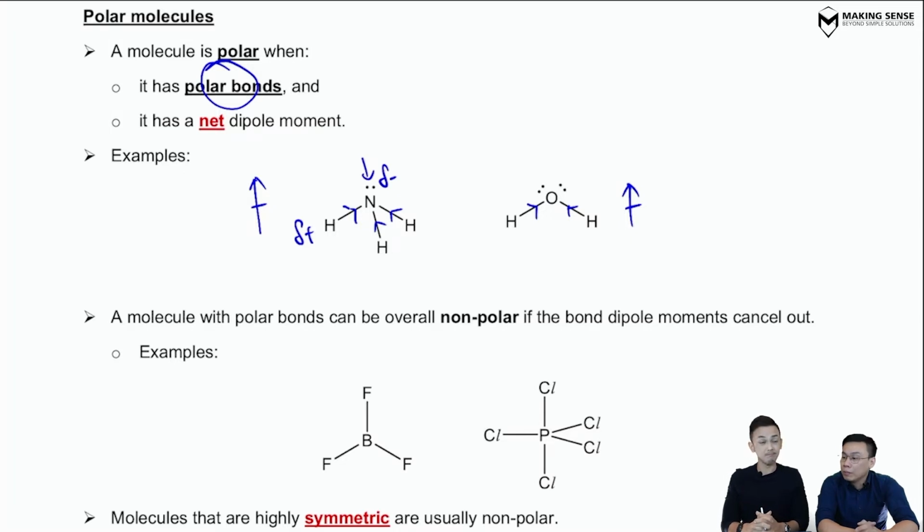Okay, so William, does that mean all molecules with polar bonds is a polar molecule? Well, not quite, right? It really depends. Okay, so let me show you some examples to prove that this may not be the case.